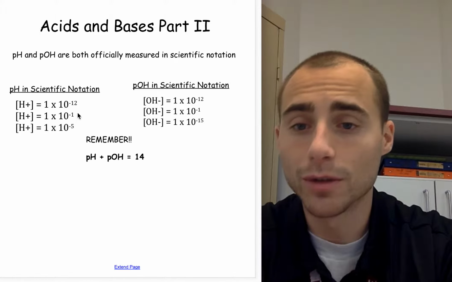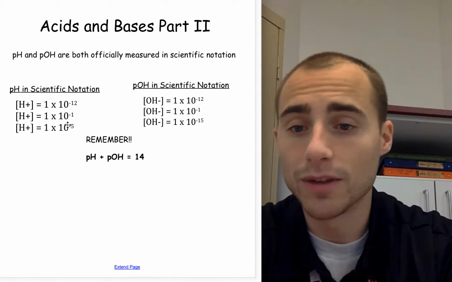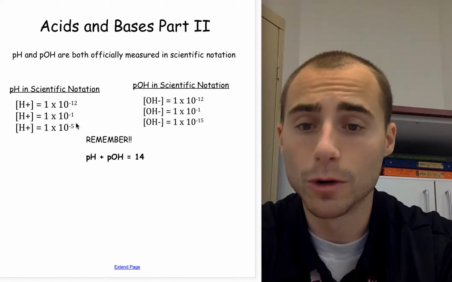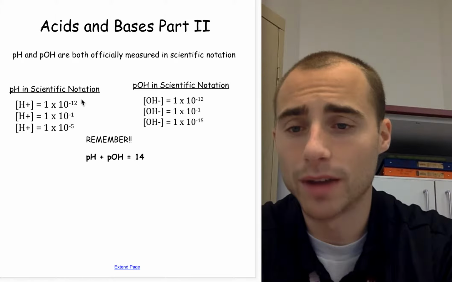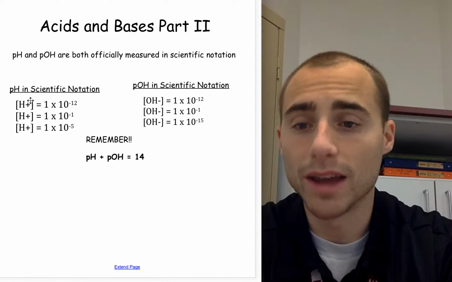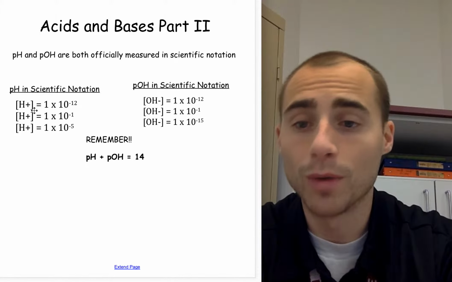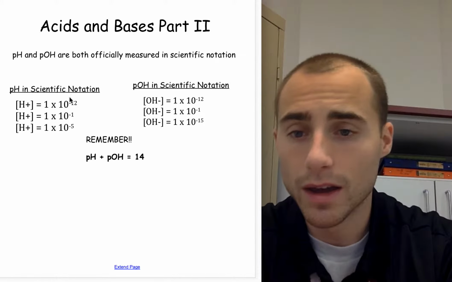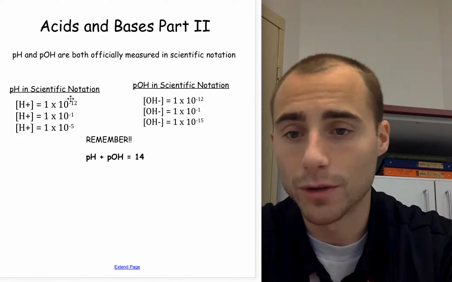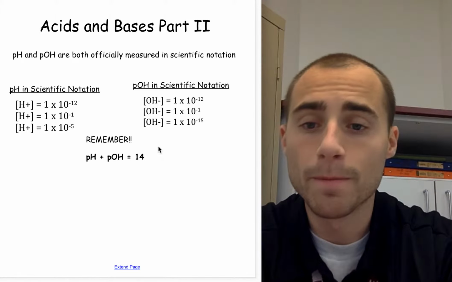The pH of this solution would be 1. The pH of this solution would be 5. So with this, it's always going to be a negative number. Just convert it to a positive number, and that is going to be your pH. And that is for when we are solving with the hydrogen ion. So H plus equals, and then you just know this is your pH. So this is 12, 1, and 5.